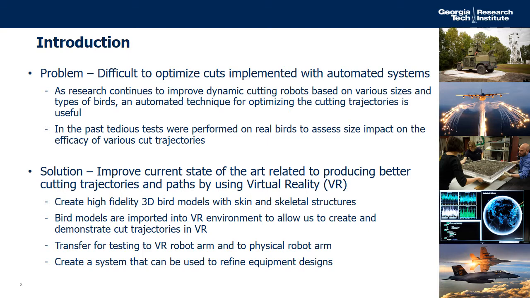Our solution is to improve the current state of the art related to producing better cutting trajectories and paths by using virtual reality. We wanted to create high-fidelity bird models with skin and skeletal structures that can be imported into the VR environment. This will allow us to demonstrate cut trajectories in VR. Then those cutting trajectories could be transferred for testing on a VR-based robot arm as well as to a physical robot arm for further testing on real birds. This system would be used to refine the equipment designs for research and eventually, we hope, industry.